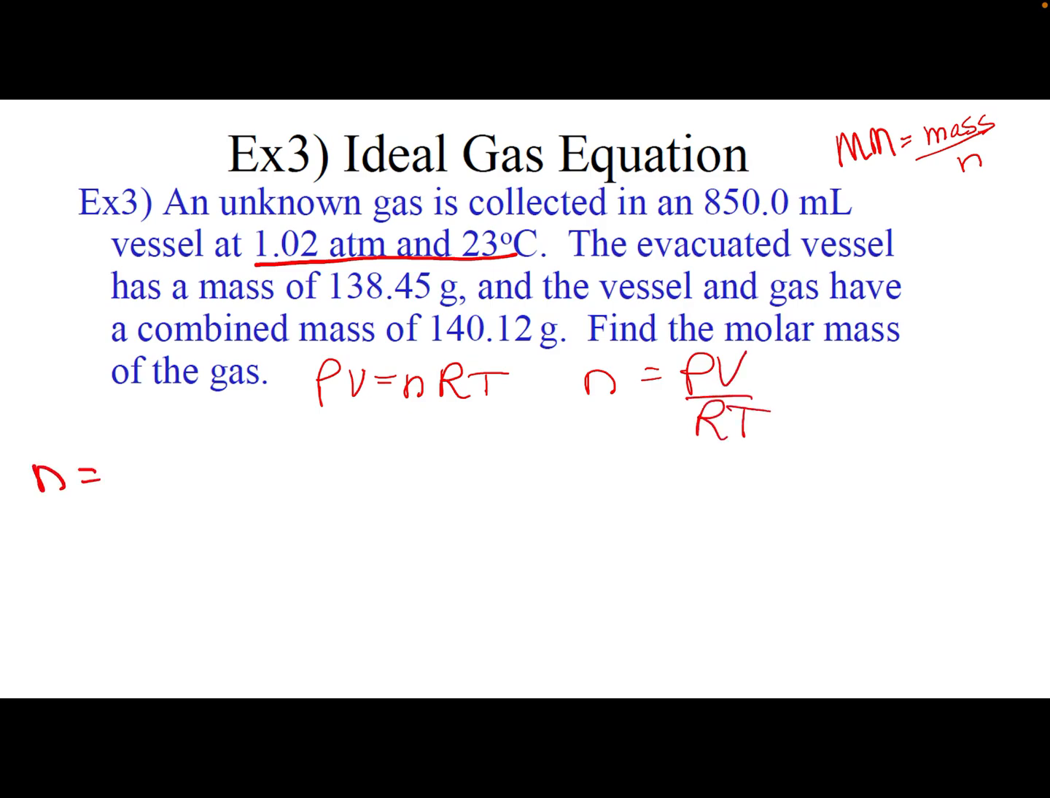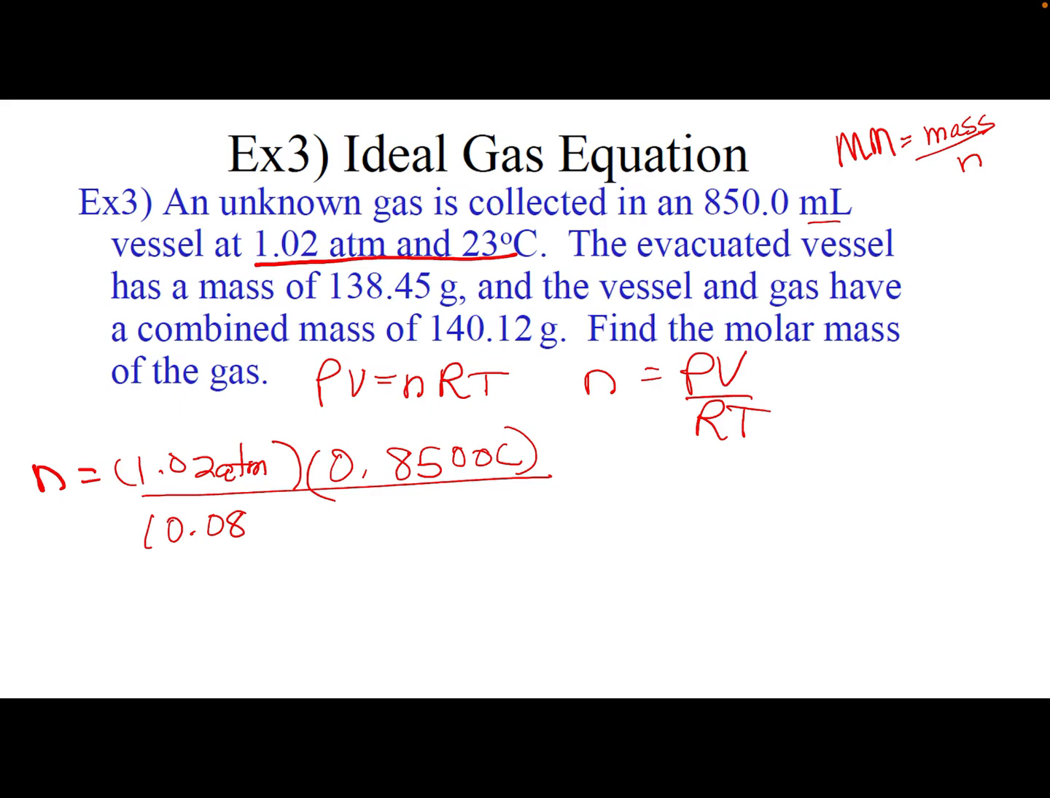So n is equal to the pressure. We have a pressure of 1.02 atmospheres. An 850 milliliter vessel. Well, wait a second. My volume has to be in liters, so make sure we convert that to 0.8500 liters. R, I'm going to use 0.08206. And my temperature, 23, I have to convert that to Kelvin, plus 273. So I should get 296 Kelvin.